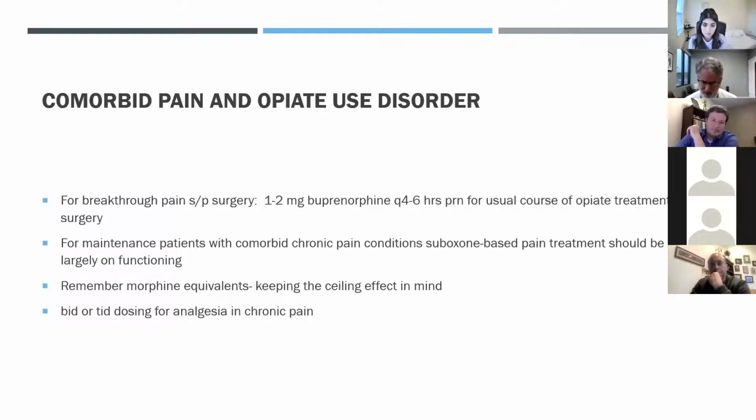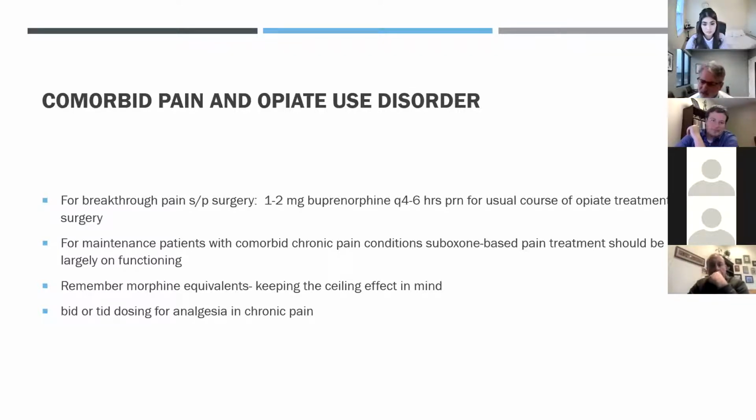And so you remember the duration, 4 to 6 hours is the duration of analgesic effect of buprenorphine. And so you're adding on top of their maintenance dose 1 to 2 milligrams PRN for the usual course of opiate treatment after surgery.